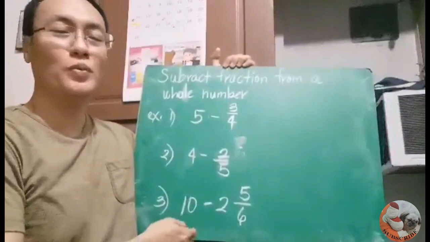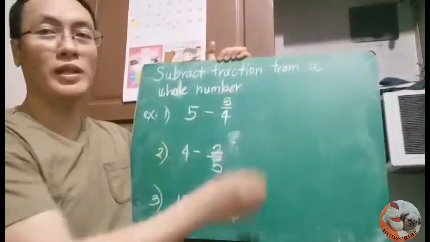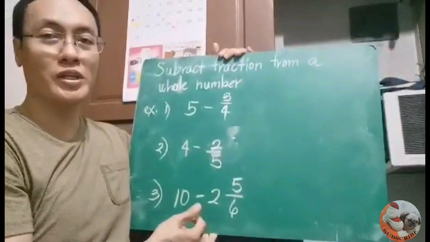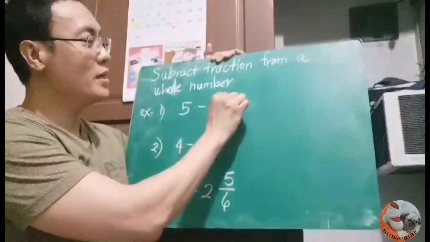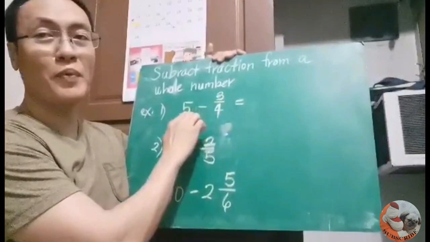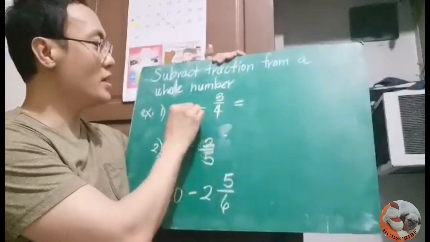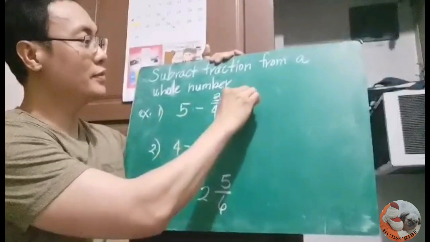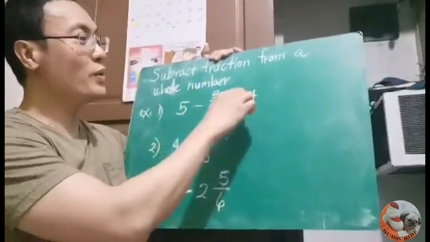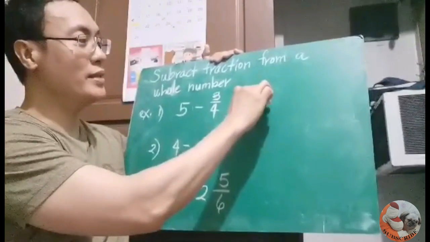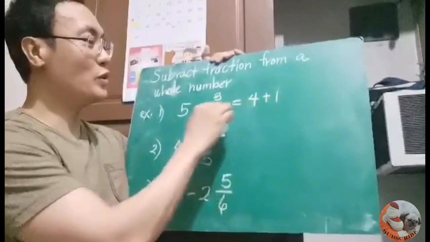Okay. How do we subtract fraction from a whole number? Okay, without illustration. So, 5 minus 3/4. So, simply, yung 5, bawasan natin ng isa. So, magiging 4. Okay. And then, that is 4 plus 1 actually. 4 plus 1, that is equal to 5.